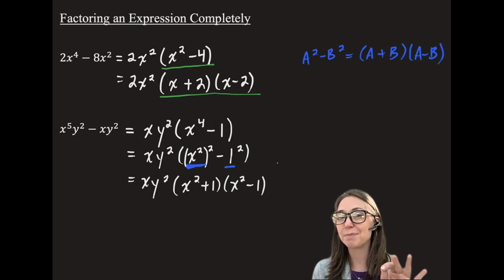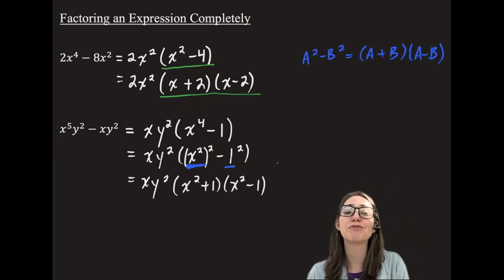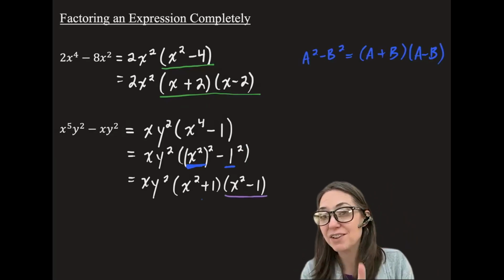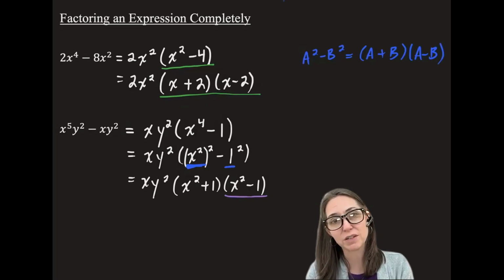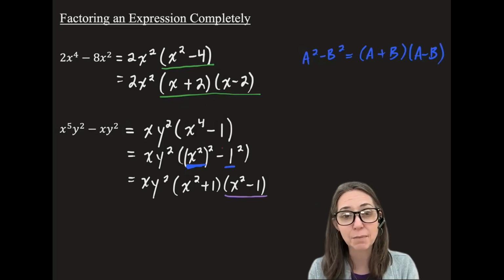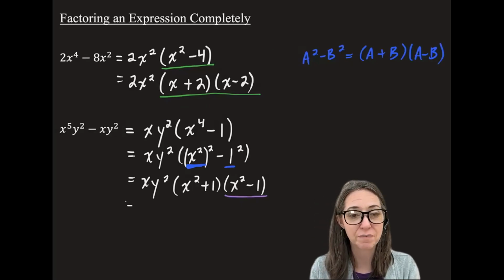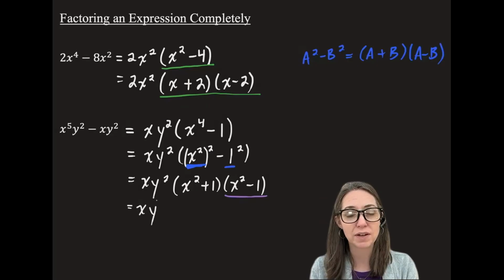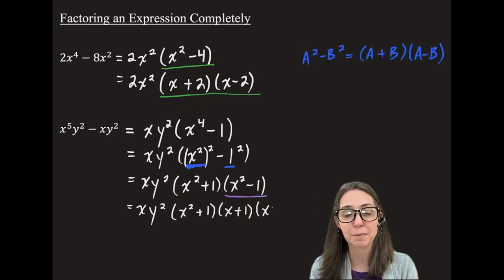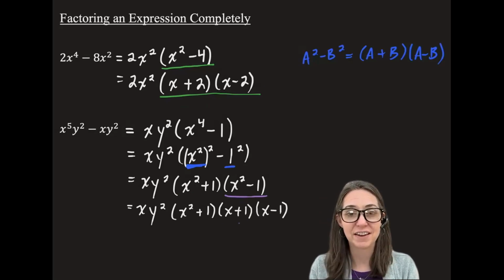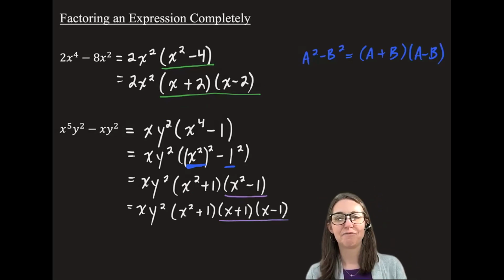And we're almost there, guys, but actually this even factors further because x squared minus 1 in itself is yet another difference of squares. Now we cannot factor x squared plus 1. x squared plus 1 is a sum of two squares, which we'll never factor. So this factors into xy squared times x squared plus 1 times x plus 1 times x minus 1. And there you have it, fully factored.